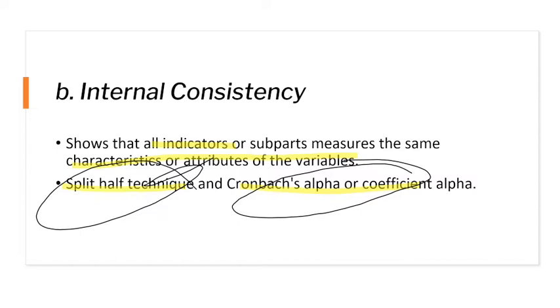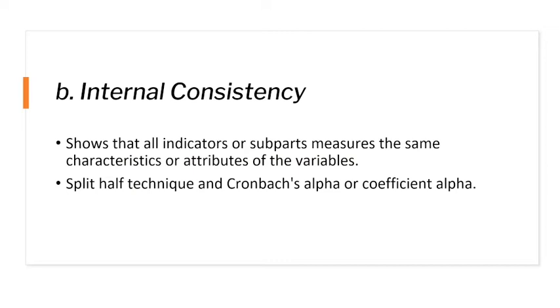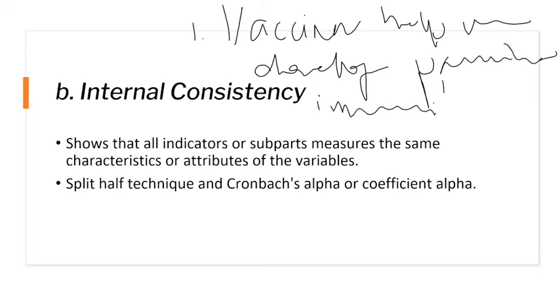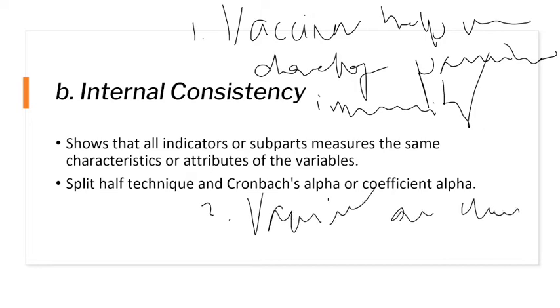Now, what do I mean by internal consistency? For example, I would want to know your knowledge about vaccination. My question number 1 is: vaccines help us develop what kind of immunity? Passive immunity. Let's say it's a true or false question. Number 2, vaccines are developed in the laboratory with several steps of research.